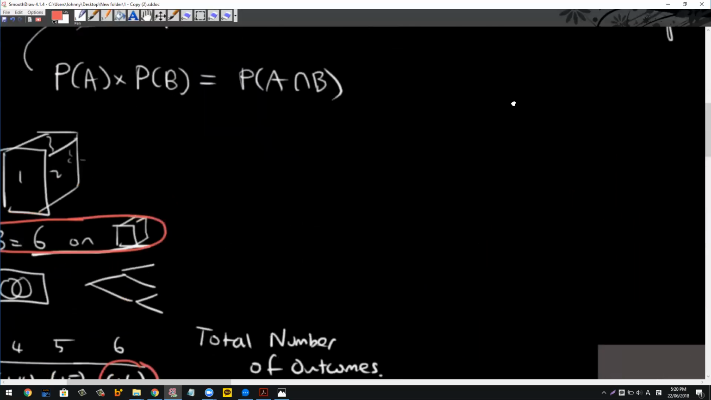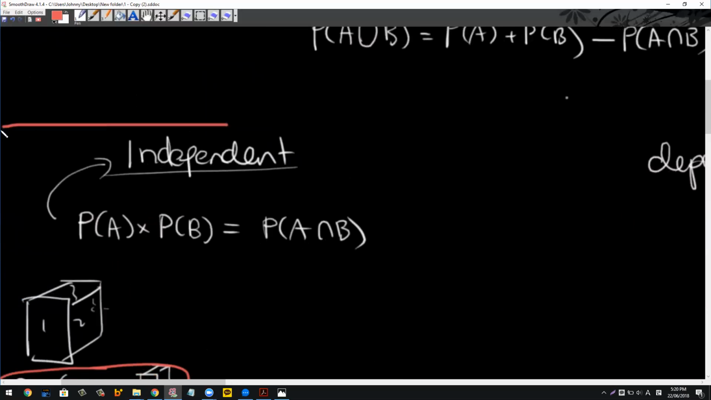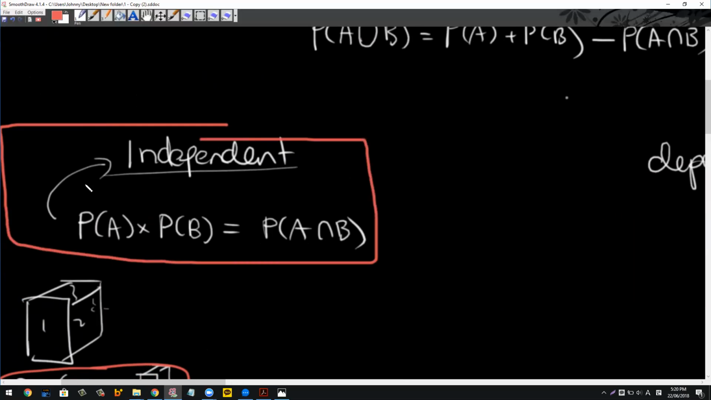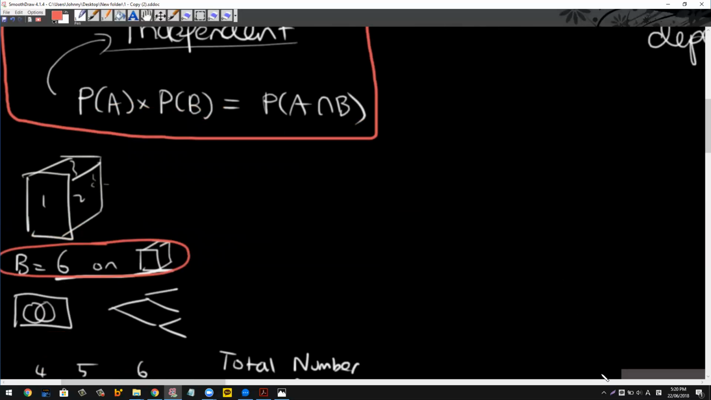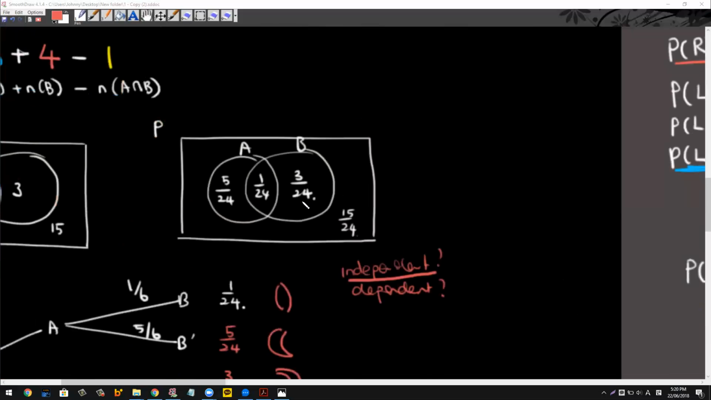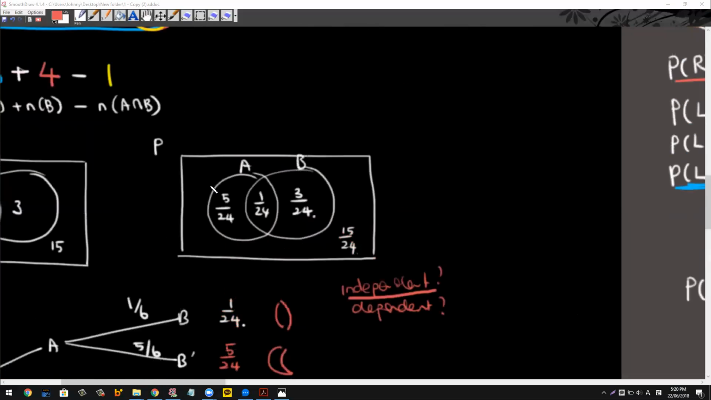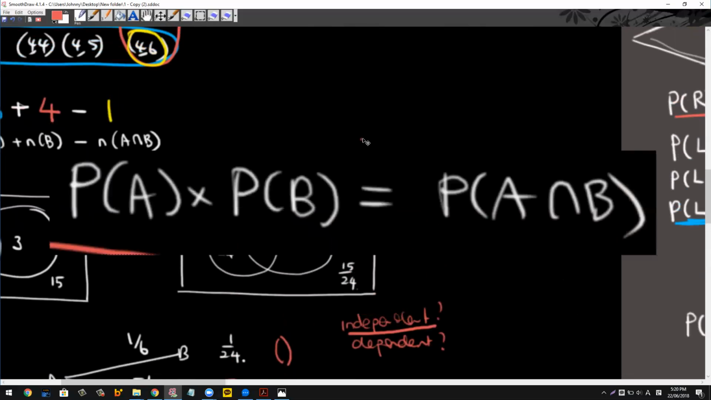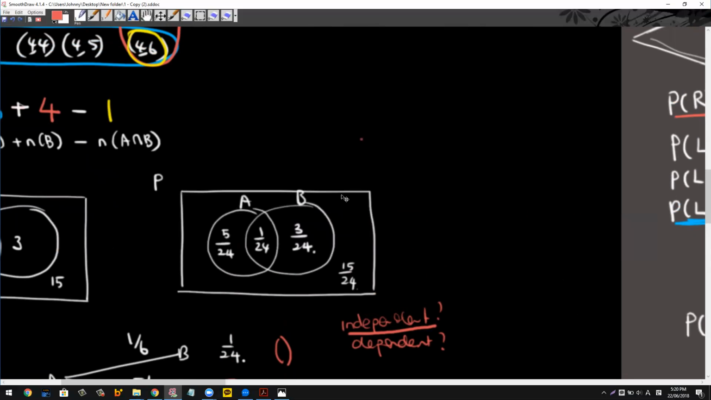So if you have a look at this equation here, if the two events are independent, which means they don't influence each other, then the probability of A times the probability of B will equal the probability of A and B. So let's have a look. Let's see if that works. I'm going to bring that to the bottom. I want you to look at this diagram here. Oops, that's too big. So have a look at this Venn diagram.